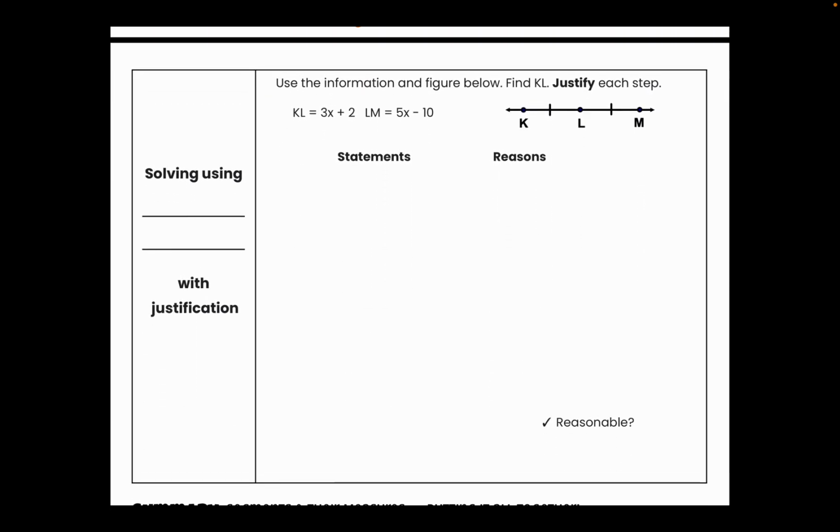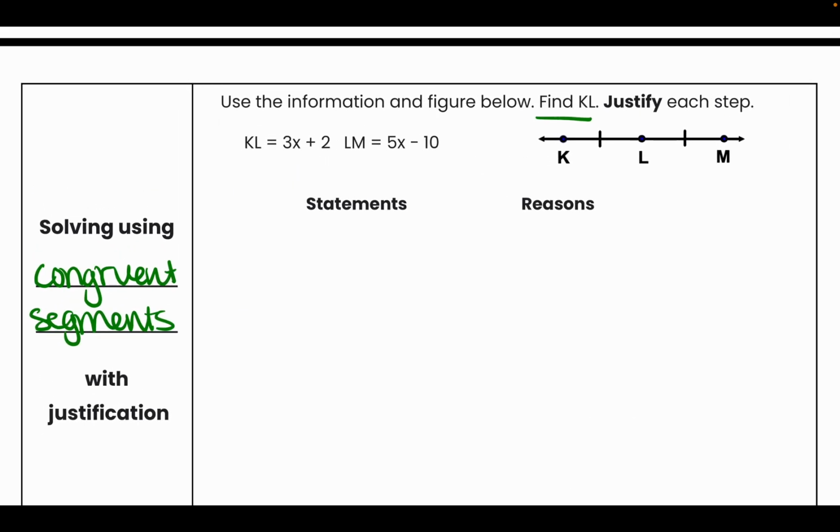Okay, flip the page, do another problem. We're going to be solving using congruent segments with justification. So we're going to use the information in the figure below to find KL. We're going to justify each step. First thing I want you to do is label your figure. So KL is 3x minus 2. LM is 5x minus 10.